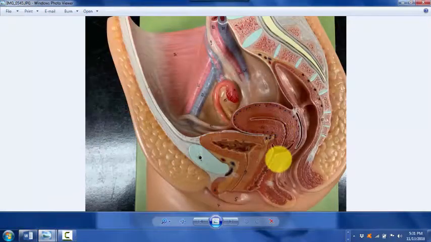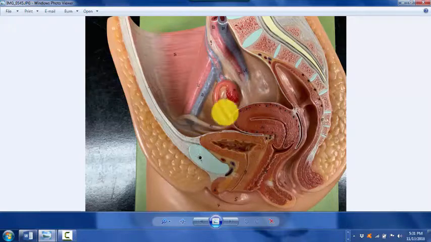Here's the uterus. Here's the vagina, labia minora, labia majora. This right here is the clitoris. That's the fornix, and that would be the cervix. And the bladder's underneath the uterus. And you can barely see it there.